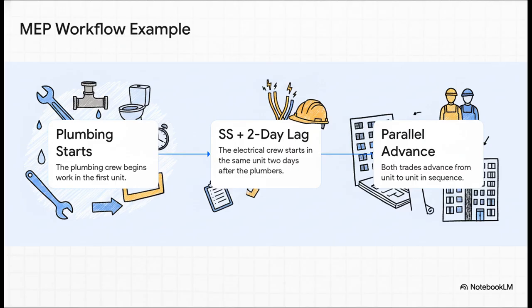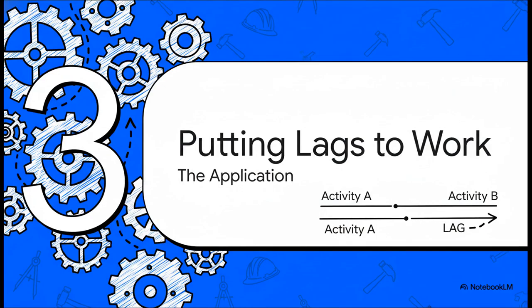The plumbers start in the first unit. We use a start-to-start relationship, but we add a 2-day lag. What does that do? It means the electricians can start their work in that same unit just 2 days after the plumbers begin. Then both trades can move through the whole building in parallel. Now that's realistic scheduling.